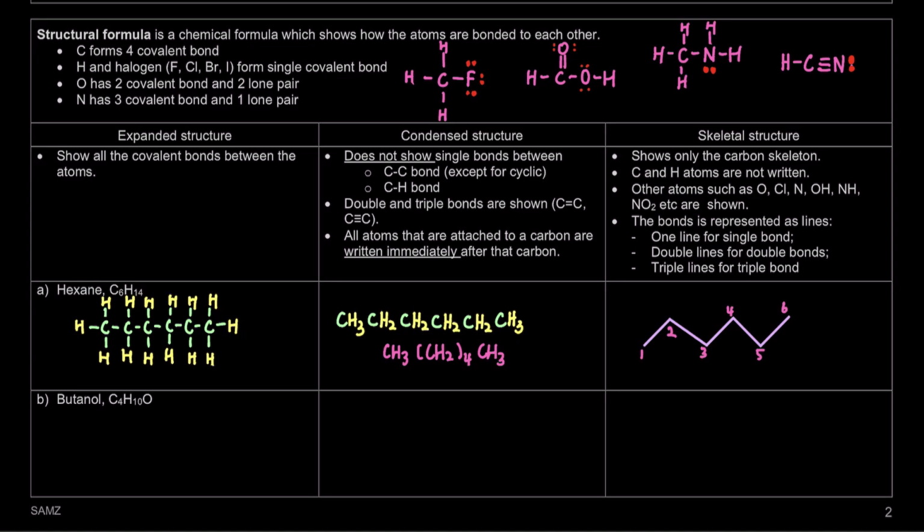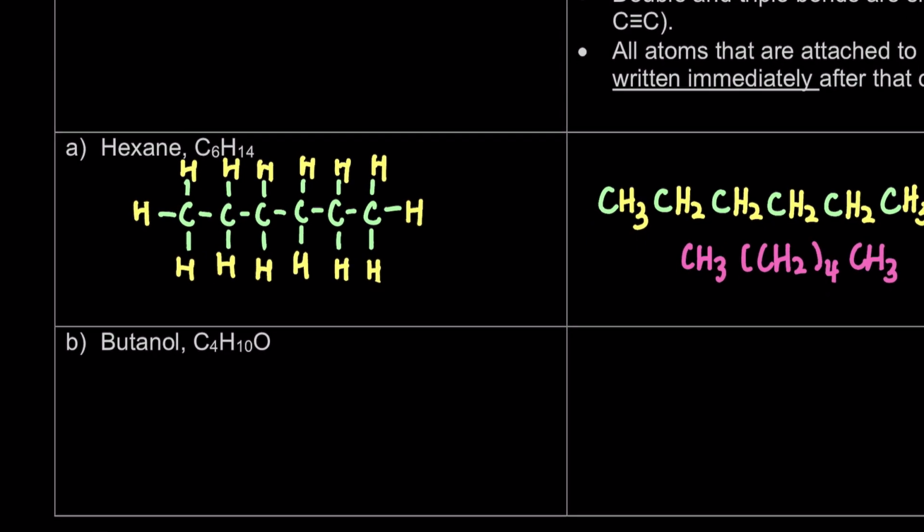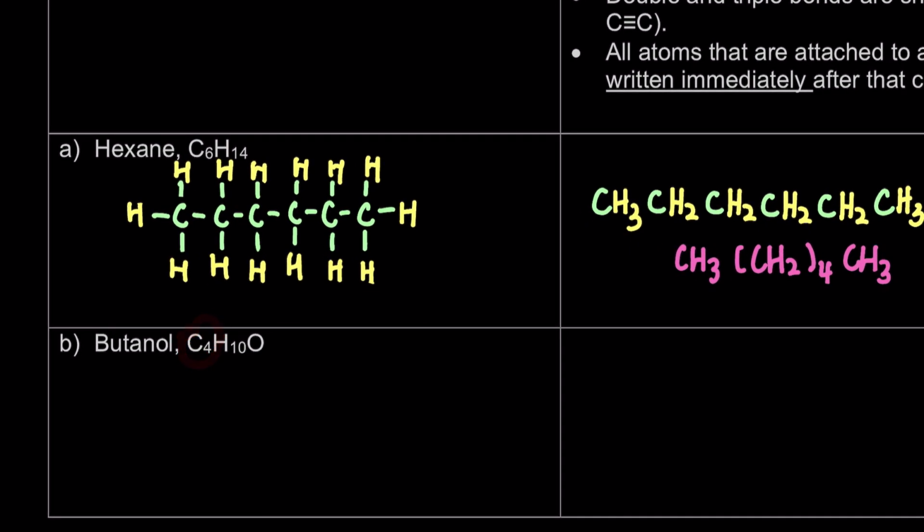Next let us look at the case of butanol. Butanol means that we have 4 carbons, and make sure that each carbon must have 4 bonds. So again, we're going to start 1, 2, 3, 4, and then each of the carbons must have 4 bonds.